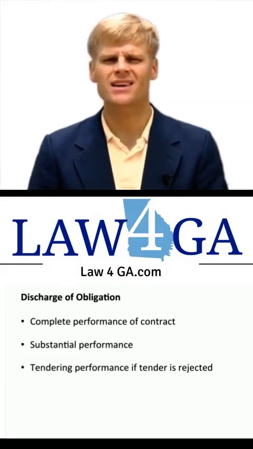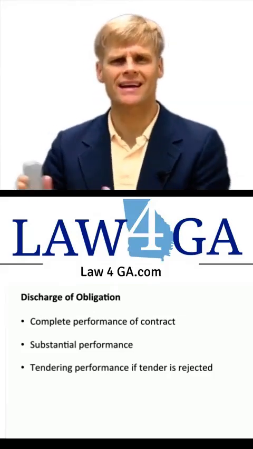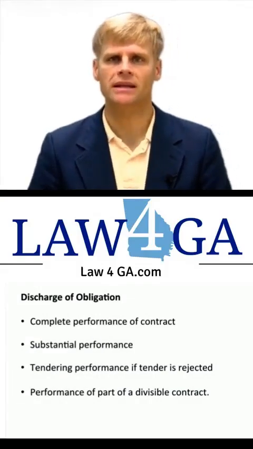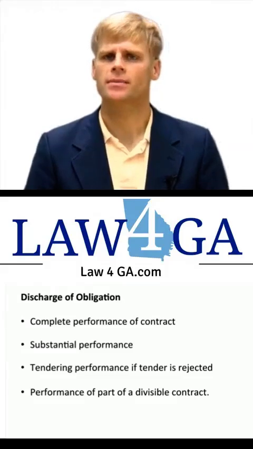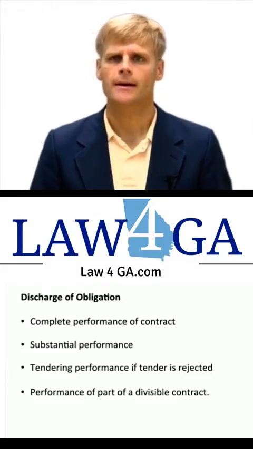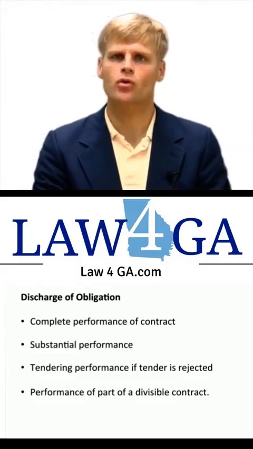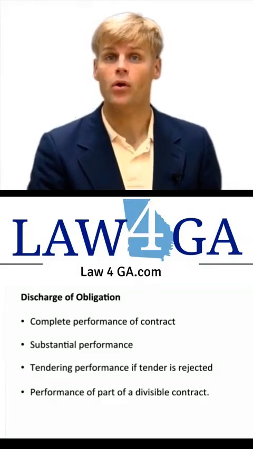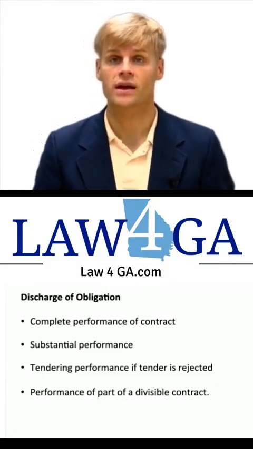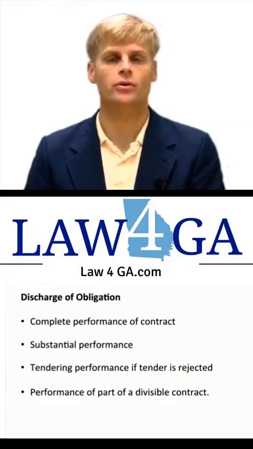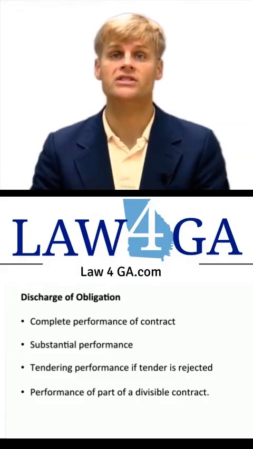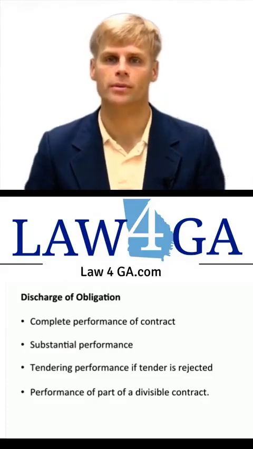And lastly, say you have a divisible contract, or a contract that has multiple parts to it, each of which can be completed independently. That's typically called a divisible contract. You can complete individual parts of that contract and be excused from the performance of that portion of the contract. So failure to do another portion is not a complete breach of the contract. It is just breach of that small portion that you failed to complete.